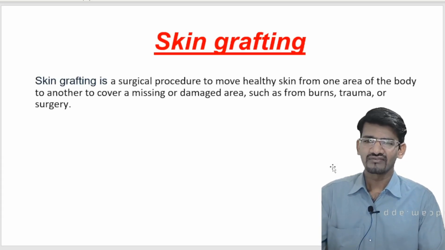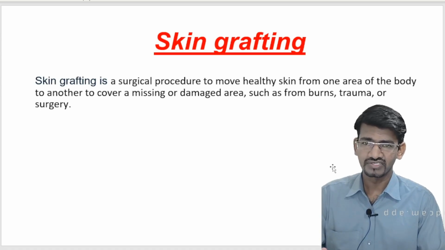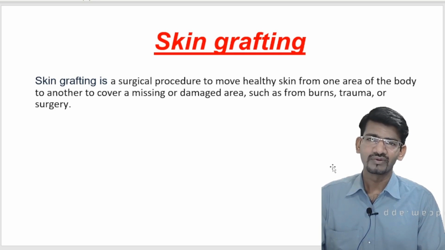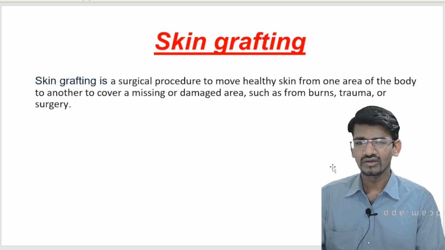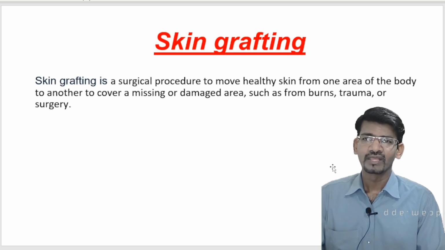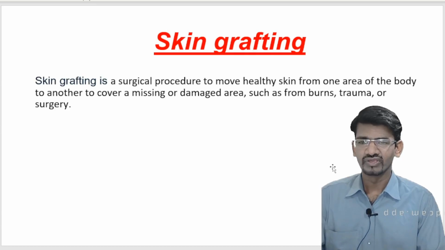Skin grafting. So graft actually means a piece. Here, skin grafting means we take a portion of healthy skin from one area of the body and move it to another area of the body, especially to cover a wound. So the wound, or the damaged area of the skin, in order to cover or patch it, we use a piece of skin that we call a skin graft. We call that whole surgical procedure skin grafting. In other words, you can call it a skin transplant.